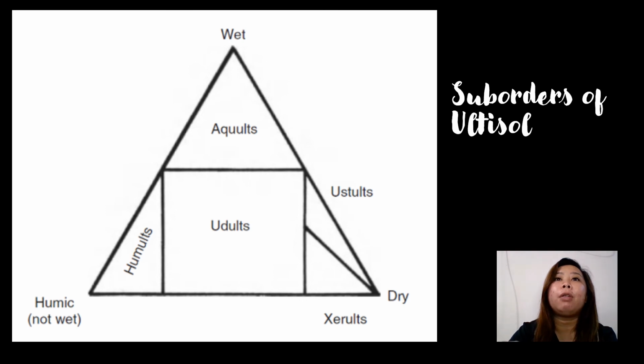And then we have the ustults. So the soils have a soil moisture regime that is ustic. Moisture is seasonally available in adequate amounts for at least one crop per year. And then the xerults. Xerults are common in areas of extremely dry summers and moist winters.